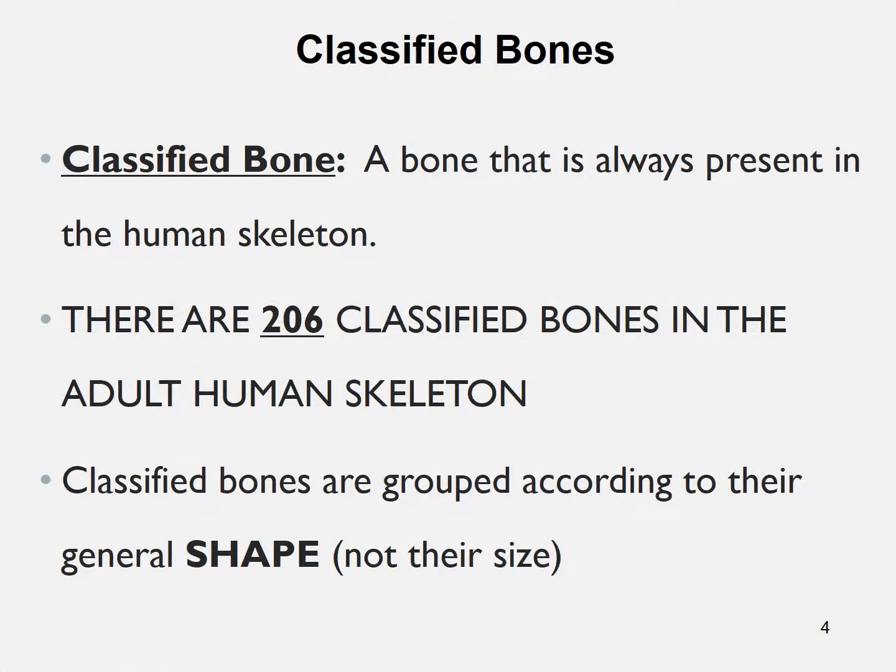Okay, so in terms of the classification of bones, there are 206 classified bones in the human adult skeleton, and that's a very important number to know. They come in a variety of different shapes, and we'll get to that a little bit later. When we get to that, I'll probably be talking about 4 different shapes of bones.